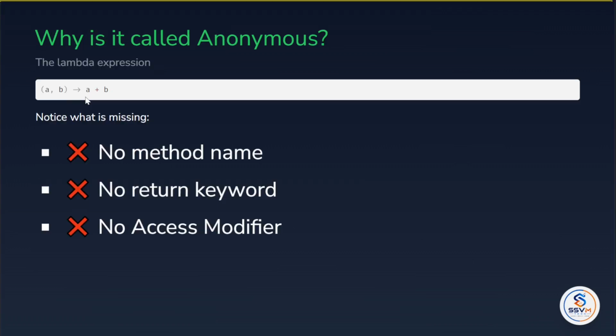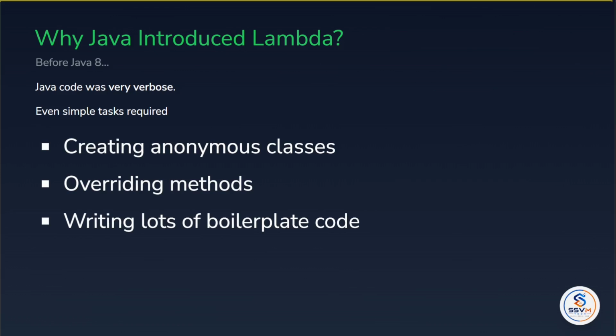So why is it called anonymous? If you observe, it doesn't have any name, any return type, or any access modifier. Because of this reason, we can call a Lambda expression an anonymous function. So why do we need this? Why has Java introduced the Lambda expression? Java code was very verbose. Even simple tasks required creating anonymous classes and overriding methods, writing a lot of boilerplate code. To avoid this, Java 8 has come up with the solution, that is Lambda.